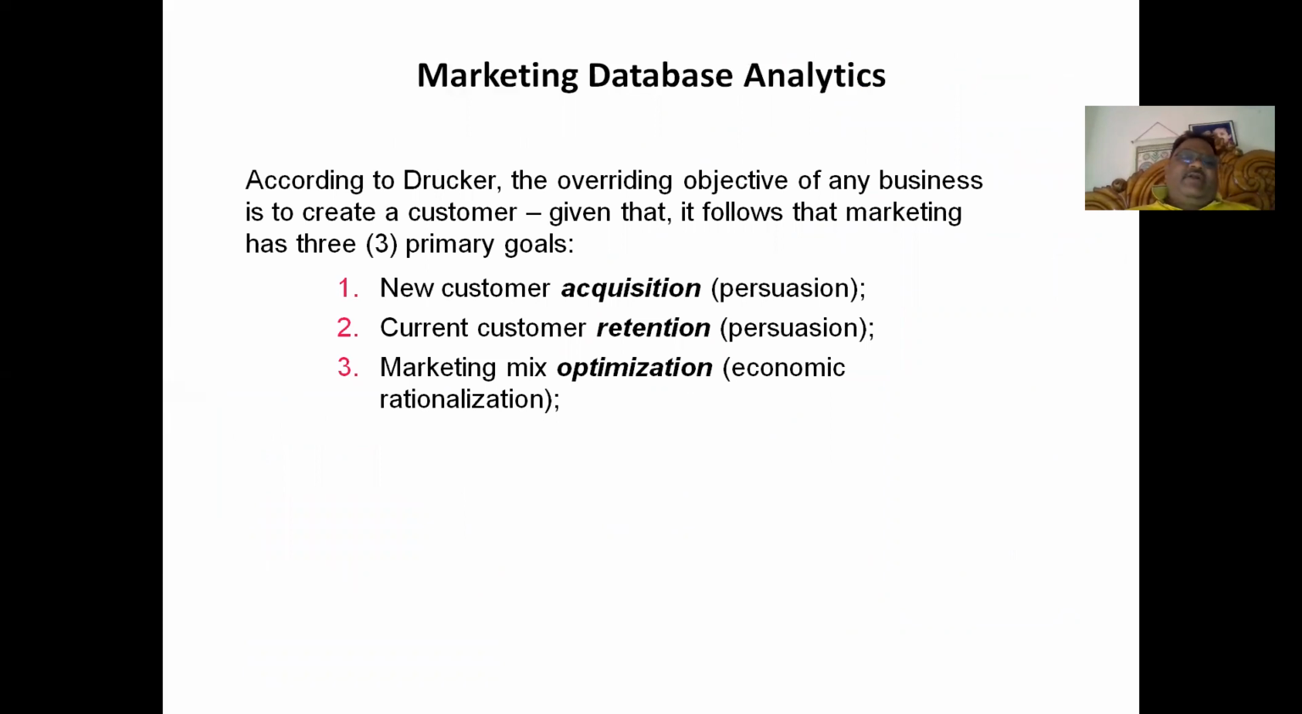As per Peter Drucker, the overriding objective of any business is to create a customer. Given that, it follows that marketing has three primary goals. First is new customer acquisition. Second, current customer retention. And third, marketing mix optimization. That is called economic rationalization. So these three things are a big challenge for any marketer: how to attract new customers, how to retain your customers, and how to get more customer lifetime value for your business. These are the three basic things every marketing analytics looks for.